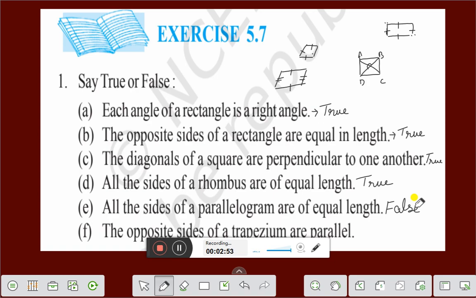The opposite sides of a trapezium are parallel. How do we make a trapezium? A trapezium is like this. Right? One pair of sides is parallel, but not the opposite sides. These are parallel, but these are not parallel. Therefore, the statement that the opposite sides of a trapezium are parallel is false. This is also false.